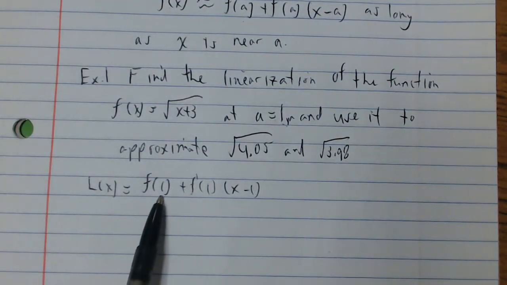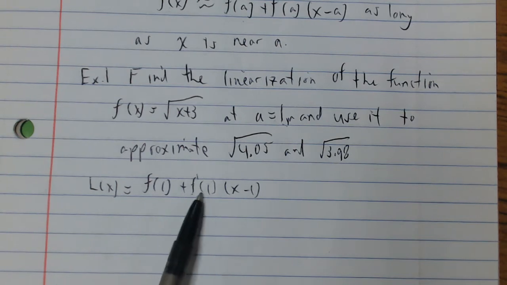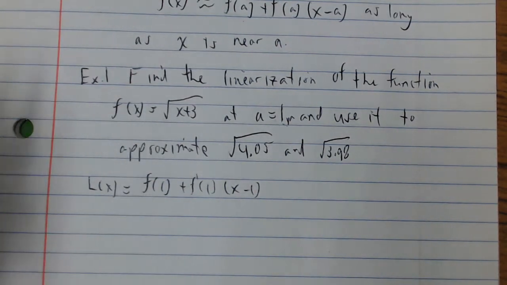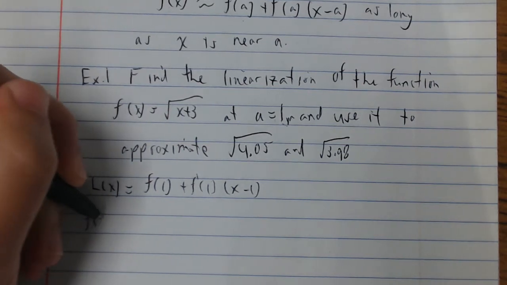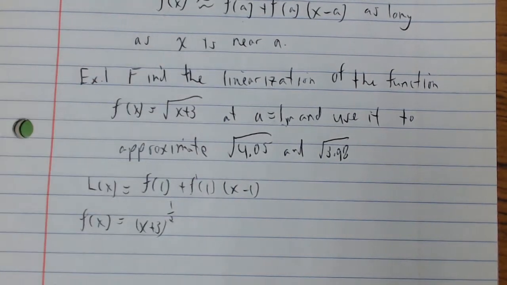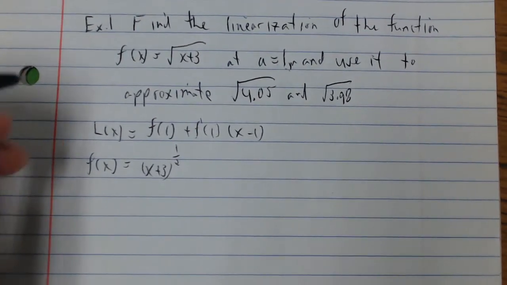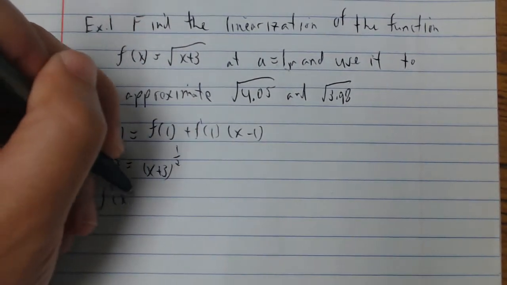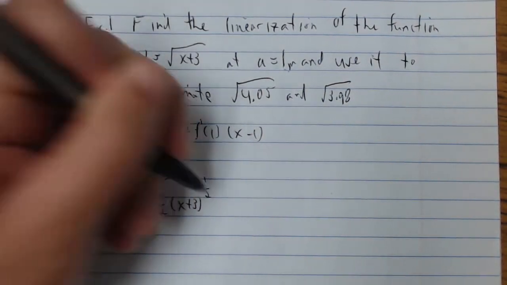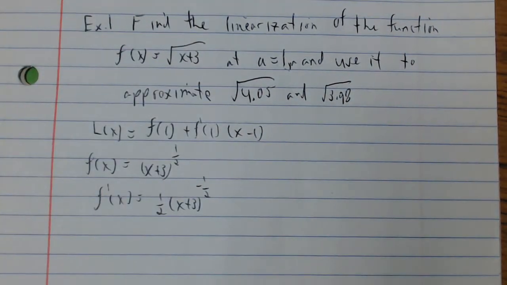Okay, so finding f of 1 and f prime of 1 shouldn't be difficult. Let's go after f prime of 1, which is the derivative of this. If f of x is (x plus 3) to the power of 1/2, f prime of x will be 1/2 times (x plus 3) to the negative 1/2. Now I'm ready to get my linearization.